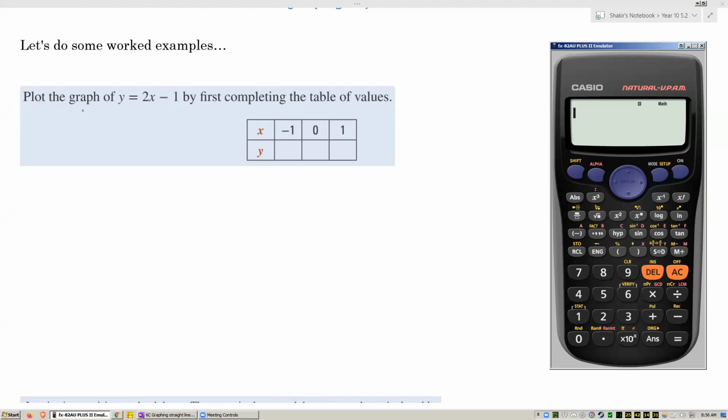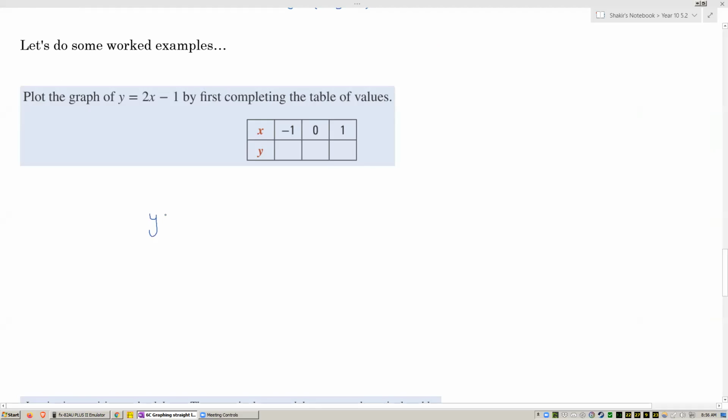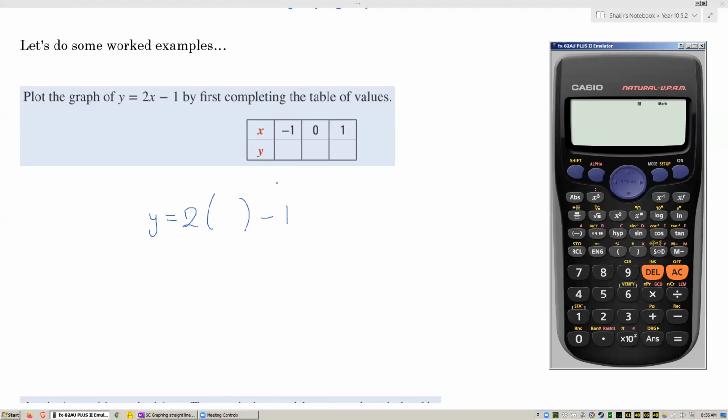And it says plot the graph of y is equal to 2x minus 1 by first completing the table of values. And so x is equal to -1. Now what I'm going to do is y is equal to 2x minus 1. Now in place of x, I'm going to put -1, then I'm going to put 0, then I'm going to put 1. Let's start off by putting -1 there.